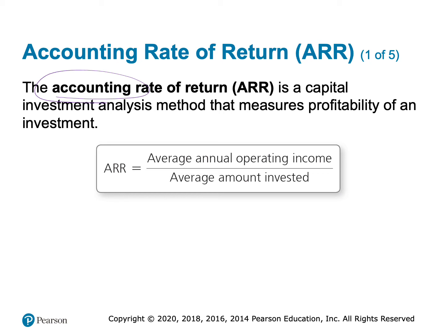We have how much cash this is going to save us and how much cash this is going to cost us. So we have the net cash inflow number. So we're going to have to approximate this numerator by saying annual net cash inflow minus annual depreciation expense.